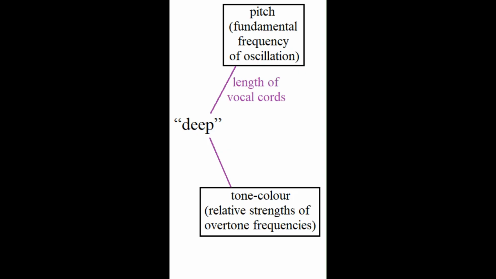The pitch corresponds physically to the fundamental frequency of the air pressure oscillations, and this is controlled by varying the length of the vocal cords. The tone colour is based on the relative strengths of the overtone frequencies in the air pressure oscillations, and while there are lots of factors that control this, the one that's most responsible for controlling how deep the tone colour sounds is the height of the larynx within the neck.